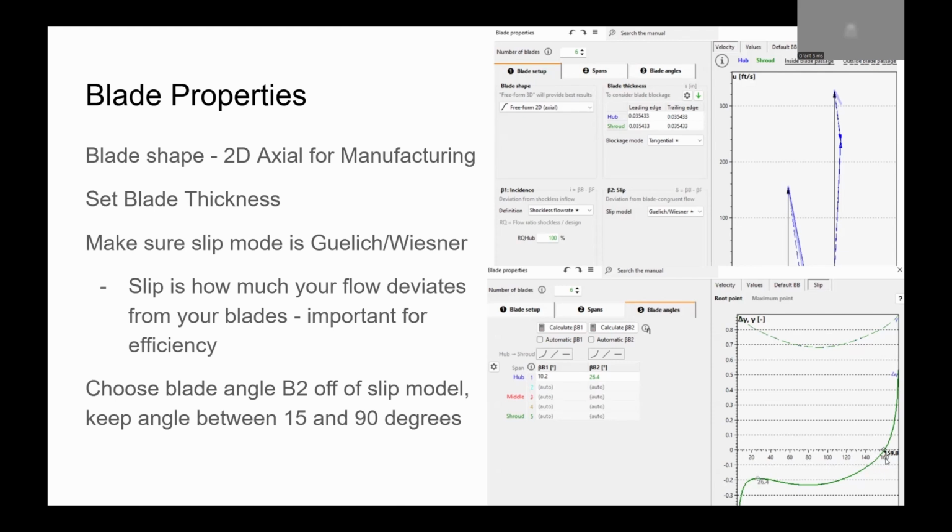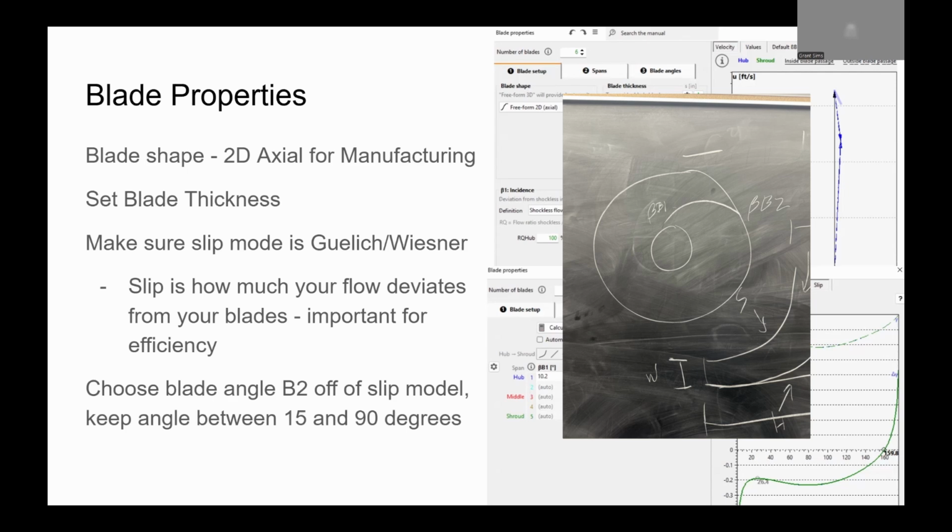We could technically choose 159.8 because that's like 0 slip, but I've found in testing that if you go beyond 90 degrees or below 15 degrees, it might say you have 0 slip, but when you run it in ANSYS, it has tons of turbulence. So that's why I try to keep things between 15 and 90 degrees for the beta B2 angle. That's the trailing, like your end angle. So I should sort of draw.